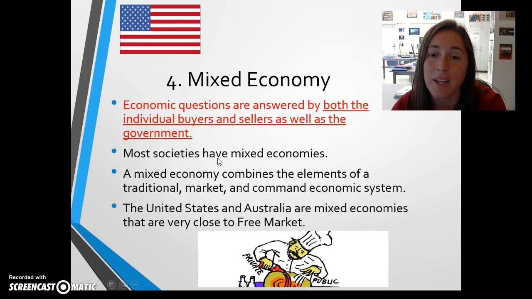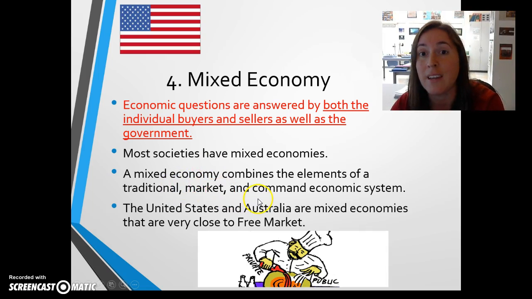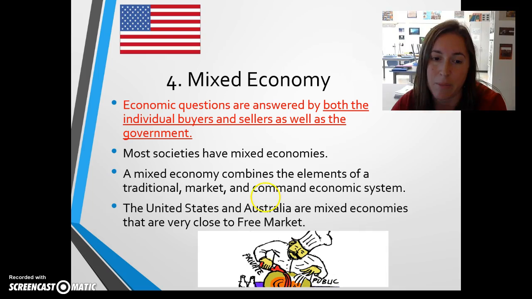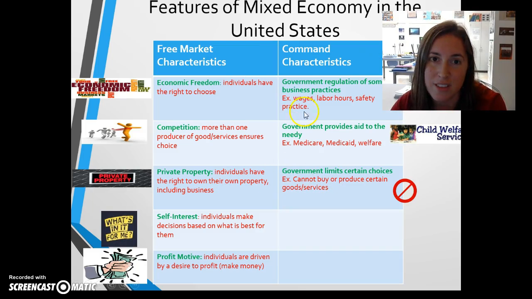A mixed economy combines the elements of a traditional, market, and command economic system. In the United States and Australia, we are mixed economies, but we're very close to free market because we have a lot of options and a lot of choices. Now let's look at this chart. We have the features of the mixed economy in the United States.